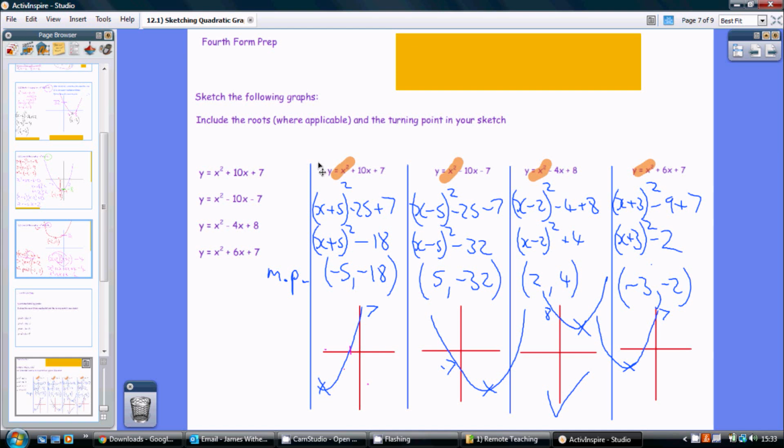Let's try and get organized. It's not really prep, so can you put it into classwork? And then it would be great if you could set up a new tab and call it 12.1 sketching quadratic graphs. I really want your class notebook page to start looking like your folder at school, so we have a separate tab for each lesson.